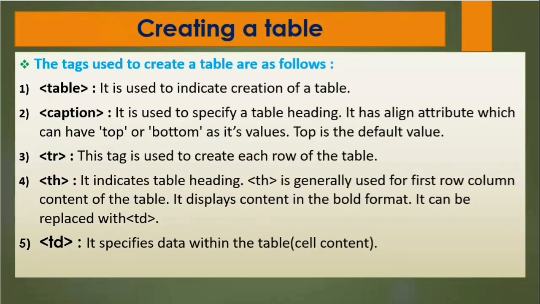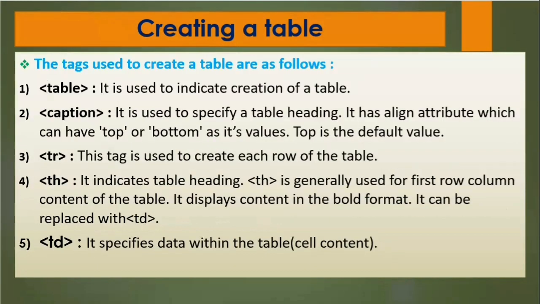Now let's see some tags which are used to create a table. First is the table tag, which is used to indicate the creation of a table. Second is the caption tag, which is used to specify a table heading. It has an align attribute which can have top or bottom as its value. By default, top is the value for the caption tag.